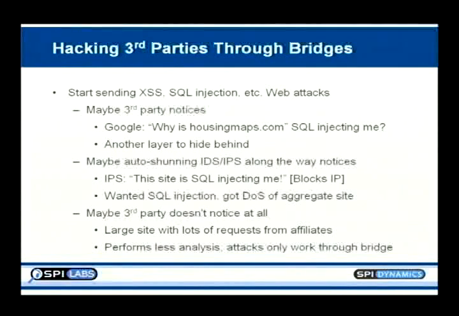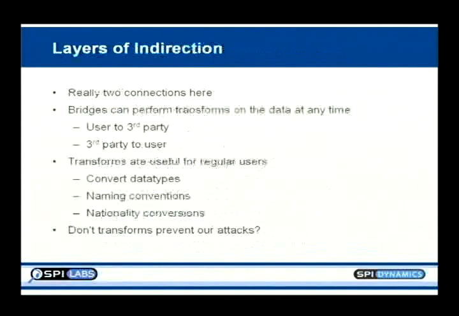So what this means is it's possible that an attack could only work if I go through a SQL bridge or an AJAX bridge, because the end site is performing less validation on things coming from affiliates than regular people. So there are some layers of indirection here.